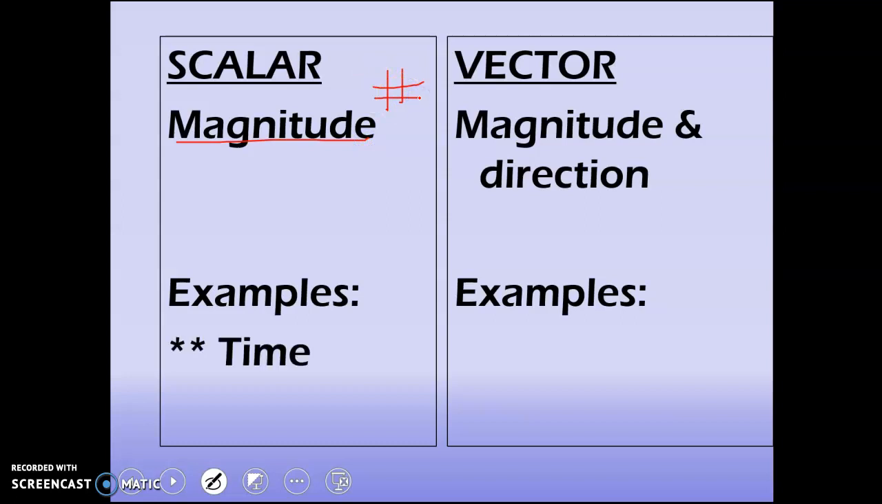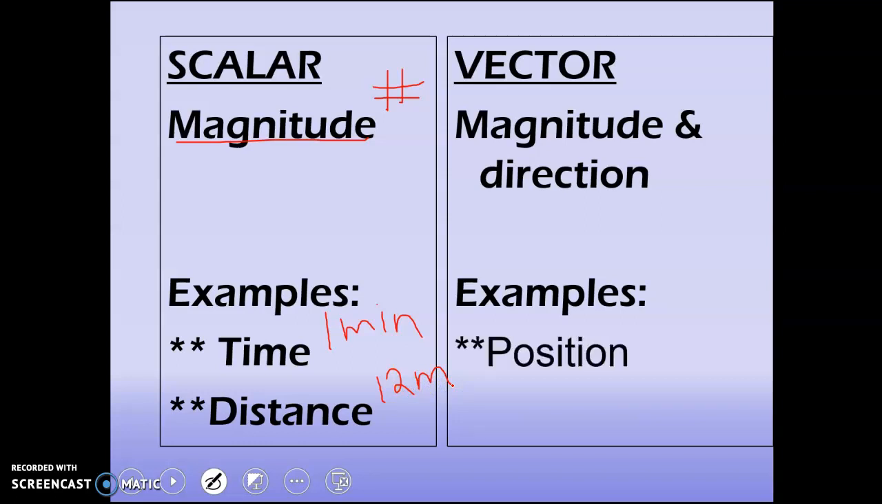One example could be time, because time could be represented by 1 minute. Yep, that's just the magnitude. Distance. Distance could be 12 meters. That's just magnitude, just the number. Now, vector, on the other hand, one example could be position. Position tells you where you are located. So maybe you're 12 meters north.